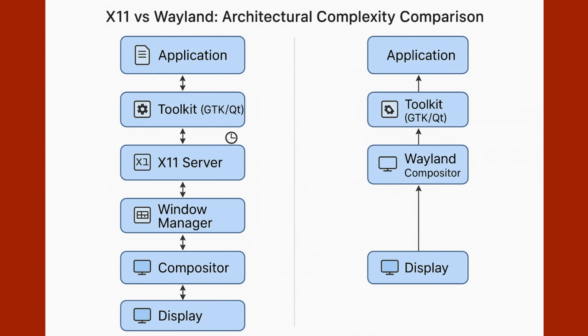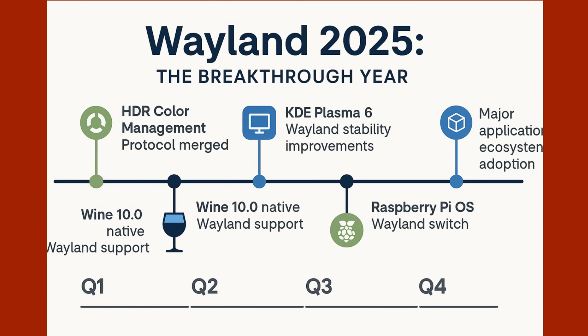This leads to significant benefits: improved performance with reduced latency for smoother animations, enhanced security by isolating applications from each other, and support for modern features like HDR content and fractional scaling. Additionally, Wayland generally uses less CPU and memory, making it more efficient, especially on older hardware. Although it took time to develop, due to the complexity of replacing a foundational technology, the advantages of Wayland are evident in 2025.